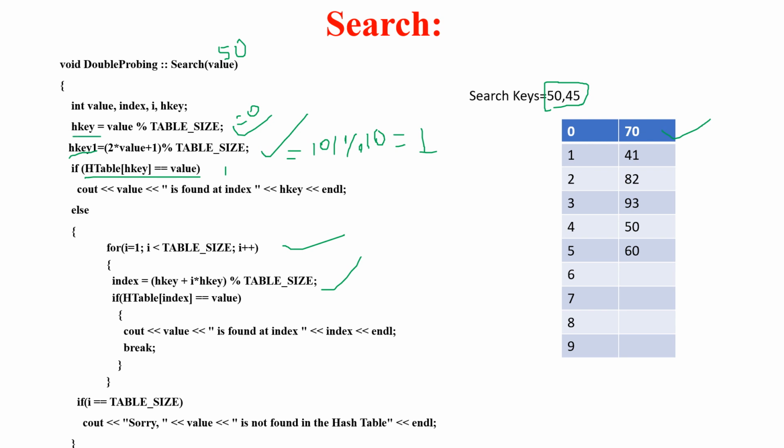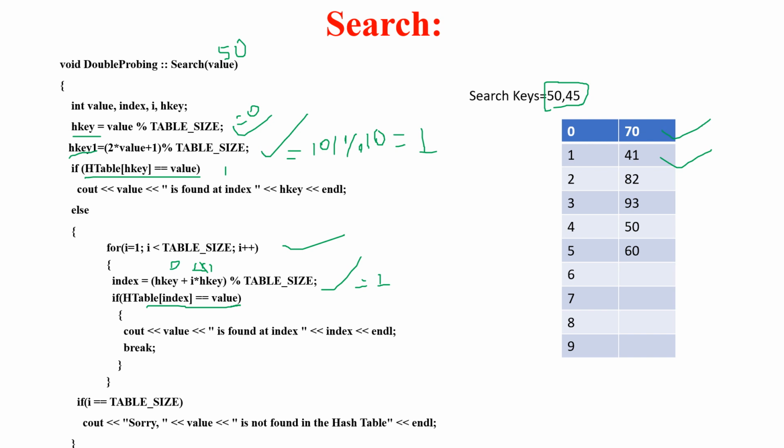Then what will you do? Here you use double hashing. The first hash value is 0, and the second hash value you are getting is 1. So 0 plus 1 into i, where i is 1, so 1 into 1, 1 plus 0, we get 1 modulus table size. So you will get 1. Check whether the hash table's first index value is equal to 50. No, this is not 50. Then increment the i value.